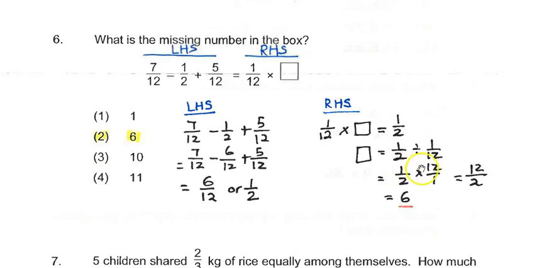So you times across. 1 times 12 is 12. 2 times 1 is 2. 12 divided by 2 is 6. The number which is in this box is 6. That is the answer. Okay, rewind this again if you don't understand what I was talking about. Right? Let's carry on.